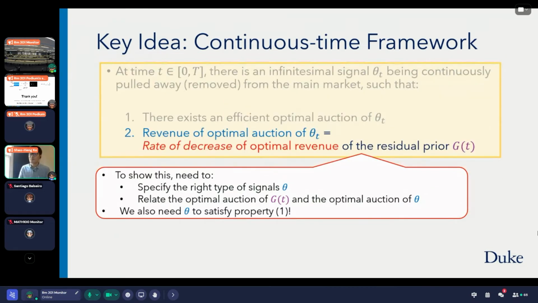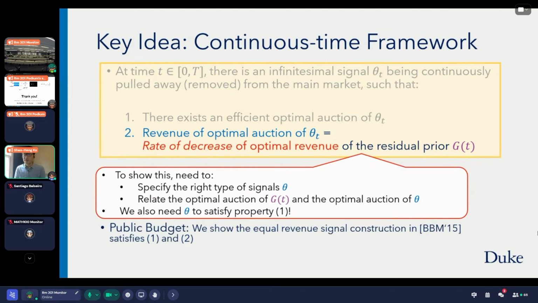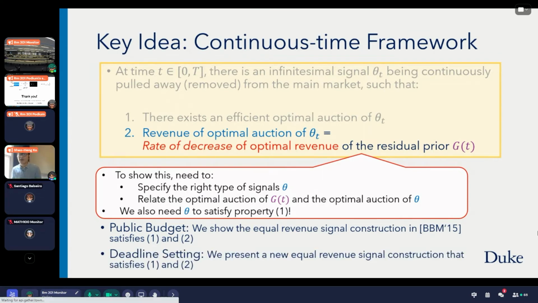So for the public budget setting, we actually show that the construction for the setting without budgets or deadlines is already enough for the purpose. But this does not extend to the deadline setting. And in fact, since the buyer type space is richer in the deadline setting, the old construction is not even well defined there. So our second technical contribution is that we propose a new construction of the signals that takes into account the deadline dimension and prove that it satisfies both requirements. So it also leads to a buyer optimal signaling scheme.